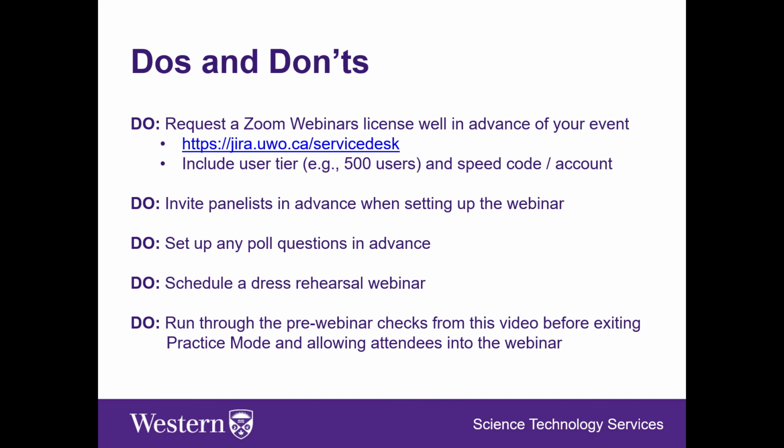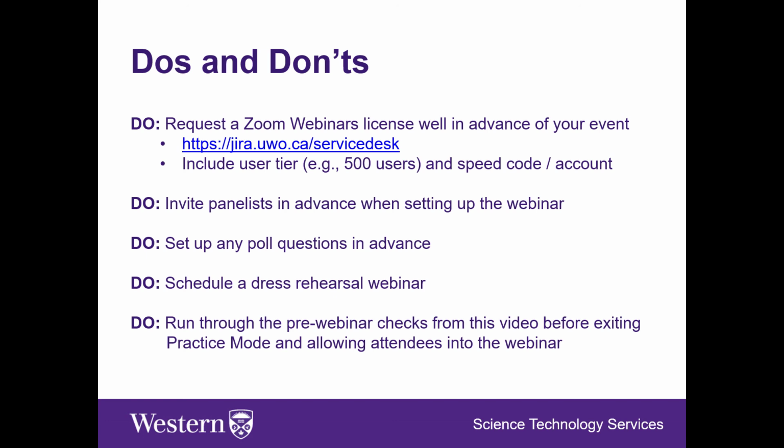First off, do open a ticket with WTS and request that Zoom webinars be added to your account well in advance of your event. Don't forget to include the user tier that you require, such as 500 users, along with a speed code and account number to bill. Do invite panelists in advance when setting up your webinar so that you don't have to worry about promoting them during the event. Do set up any poll questions in advance to avoid scrambling to create questions during the event.